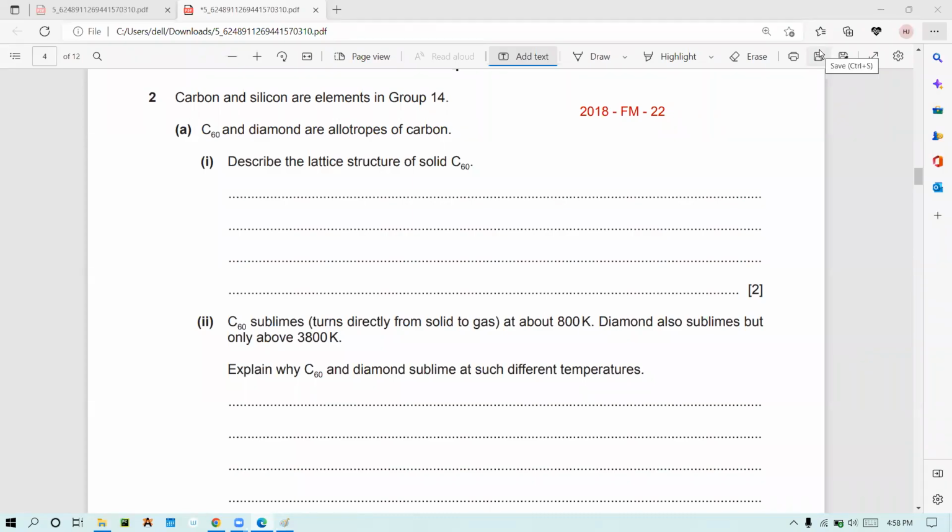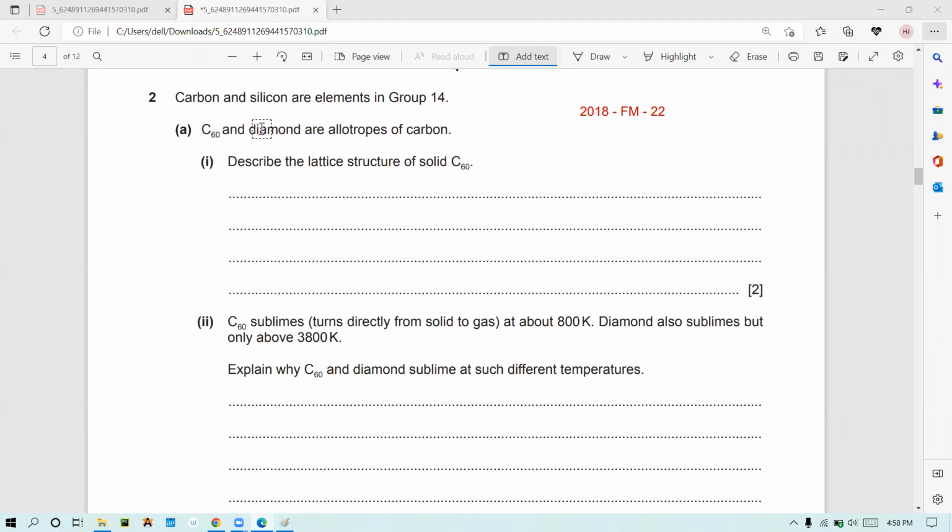Now we are moving on to question number 2, 2018, February, March 22. This question is about different types of elements. The question focuses on carbon and silicon. They are both in group 14. Group 14 means group 4 actually.